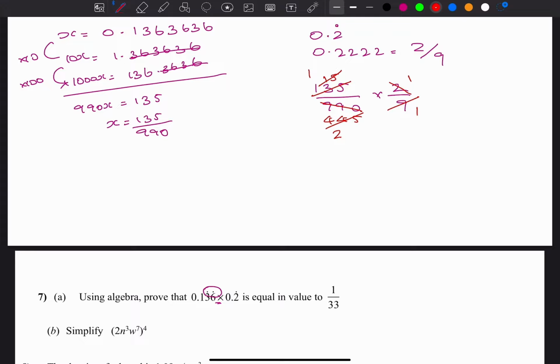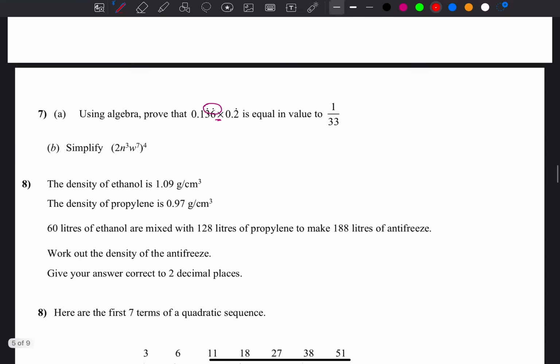Sorry, how much is this? 450 is 3 anyways. Sorry, 495, my bad. 990 divided by 2 is 495. Divided by 15, both of them. 15 goes into 15 once, and 33 goes into 495. 1 times 1 is 1, 33 times 1 is 33. Okay, and it easily simplifies into that. There you go, it's a short question.